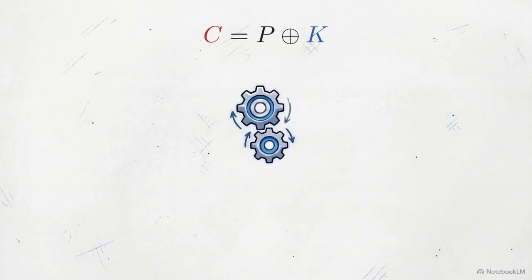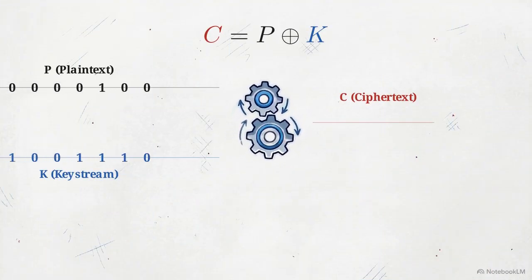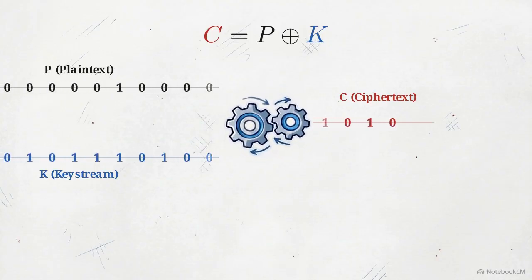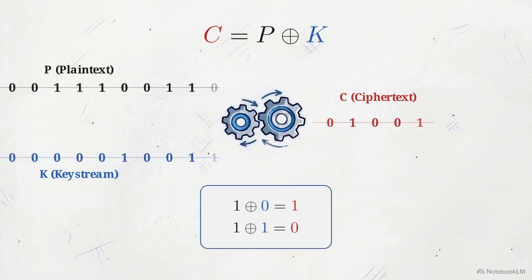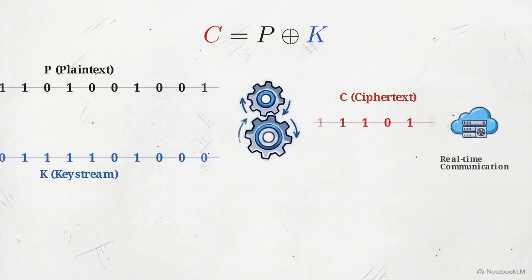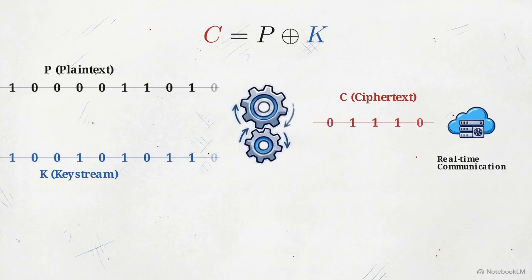Here is the mathematical engine of a stream cipher. It operates by taking a stream of plaintext bits and combining them with a pseudo-random key stream. By passing them through an XOR logic gate, the system outputs ciphertext fast enough for real-time video or voice communication.